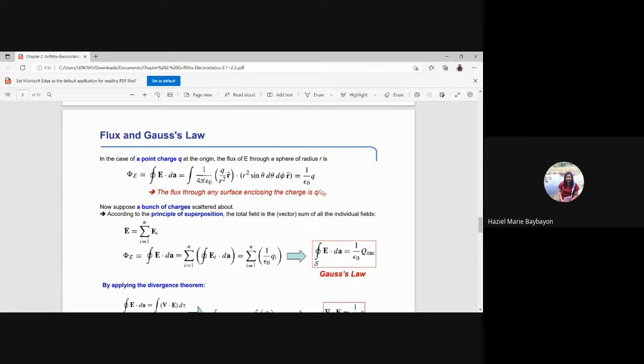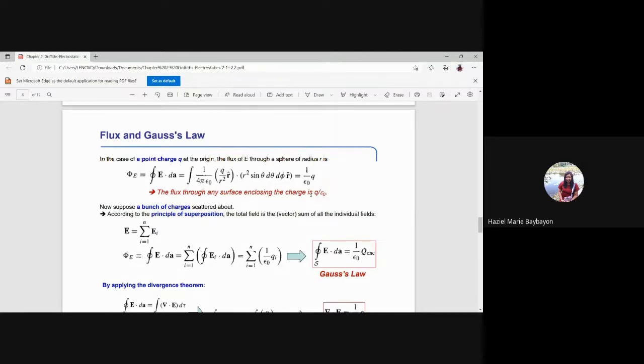So we have 1 over 4 pi epsilon naught times q, since r squared has been cancelled out. And then here we have 4 pi, so if you multiply that, you will get q over epsilon naught. So the flux through any surface, including the charge, is actually q over epsilon naught. So it is not limited to the sphere of radius r, but for any closed surface, the flux through any surface enclosing the charge is equal to q divided by epsilon naught.